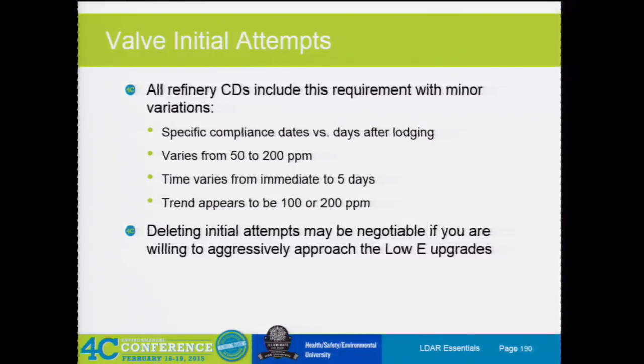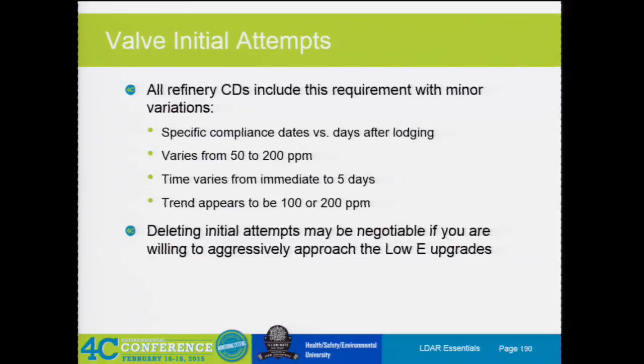Trends appear to be about 100 or 200, but the one thing to note is this probably will be going away in some of the newer ones because now EPA really likes low emission upgrades. So basically, if you can't fix it, you get to put in a new low E component. And that's where they're starting to push everybody. So you'll start seeing different pieces start to fall away. But their hot button thing is getting everybody complete with low E upgrades.